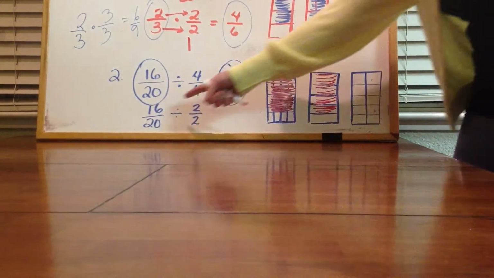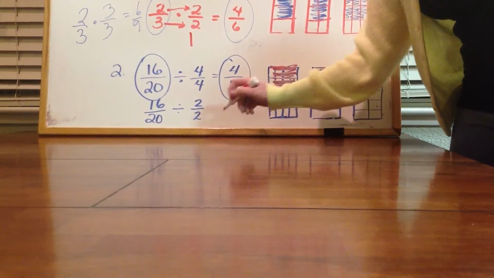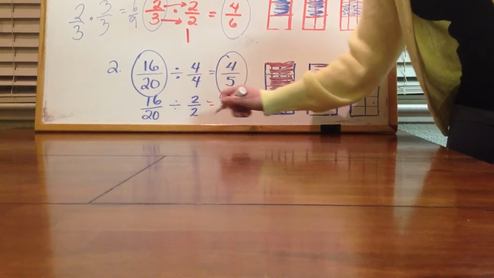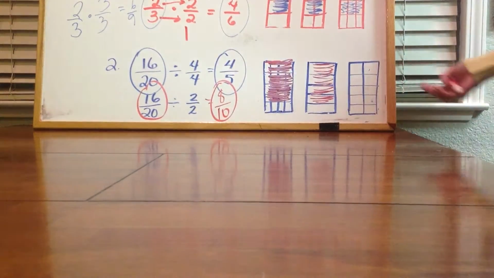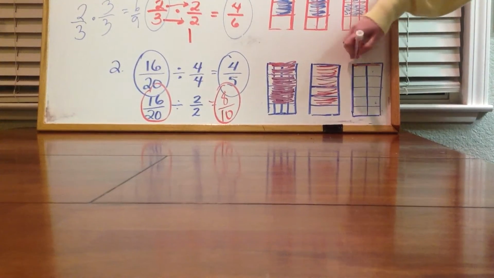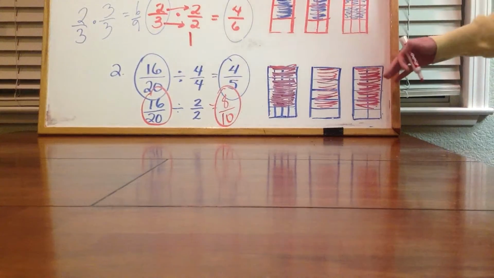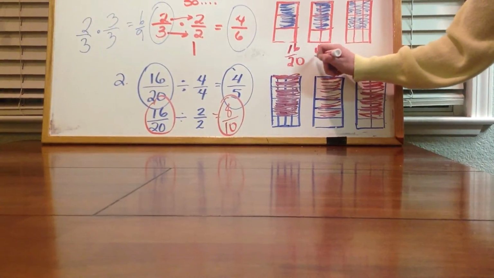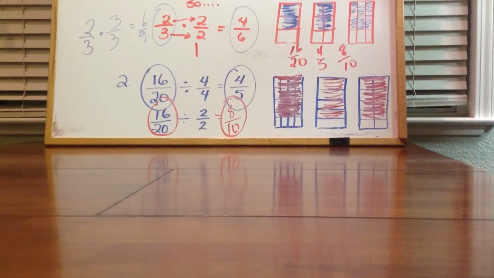So let's try it again. I have 16/20. I'm going to divide it by the fraction 2/2, which is really just a 1. 16 divided by 2 is 8, and 20 divided by 2 is 10. I'm saying that 16/20 and 8/10 are equivalent. So here I have my bar. I've broken it into 10 pieces because that's the denominator. I'm going to shade in 8 of them. 1, 2, 3, 4, 5, 6, 7, 8. They're all the same size. I'm saying that 16/20, 4/5, and 8/10 are all equivalent. They're all the same size. Okay, that's it.